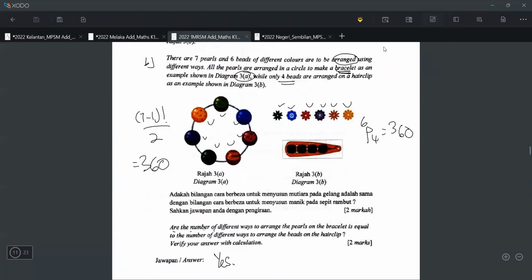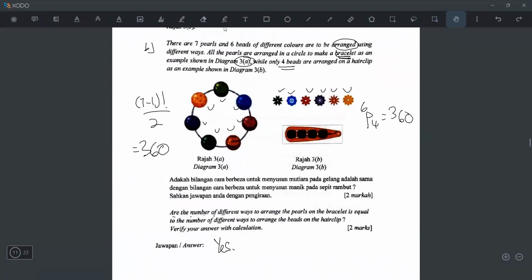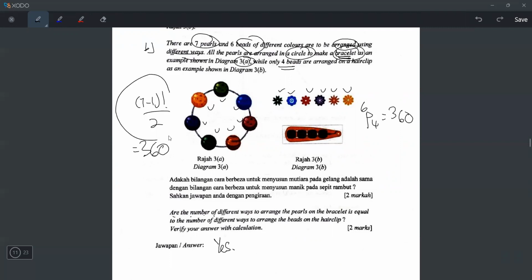Okay, but yeah, it comes out a lot. So remember, if it's a bracelet, you need to know. Okay, let's read this. So you can see 7 pearls, 6 beads arranged using different ways. All pearls are arranged in a circle to make a bracelet. So you see, I use this formula, find the number of ways.